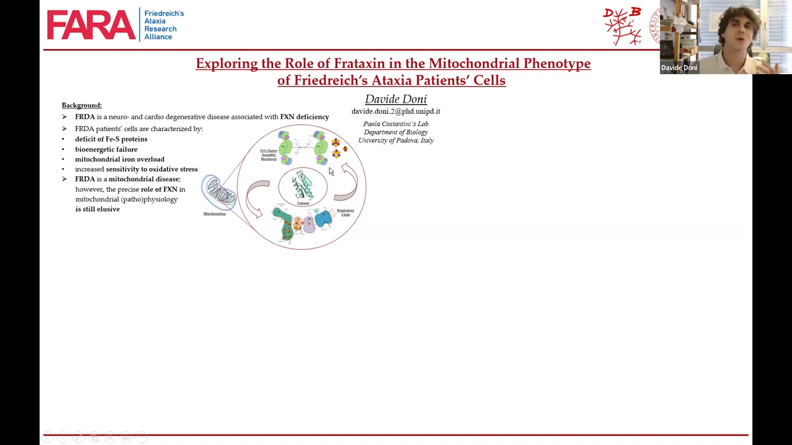So in this regard, it is worth noting that cells from patients with Friedreich ataxia are generally characterized by an impairment of bioenergetic function. And more specifically, they share some common biochemical features like a deficit of proteins containing iron sulfur clusters as prosthetic group, like for instance complex 1, 2, and 3 of the respiratory chain. They are also characterized by an overload of iron at the mitochondrial level and, as a consequence, increased sensitivity to oxidative stress.